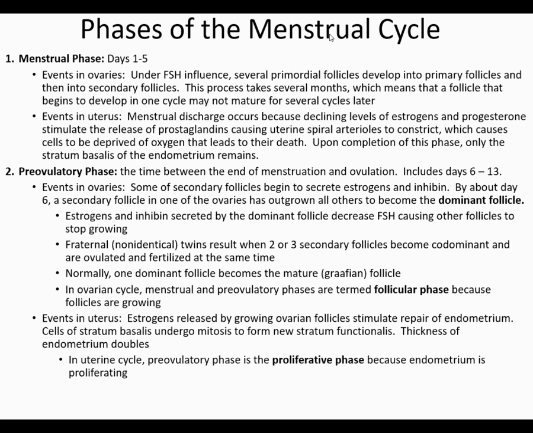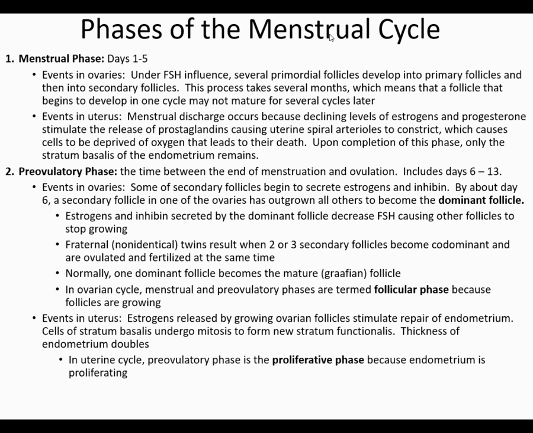Okay, in the ovaries, under the influence of follicle-stimulating hormone, or FSH, several of those primordial follicles are developing into primary follicles and then into secondary follicles. Remember, that's what FSH does. It develops the follicles. This process, though, takes several months, meaning that a follicle beginning its development in one cycle will not mature until several cycles later.